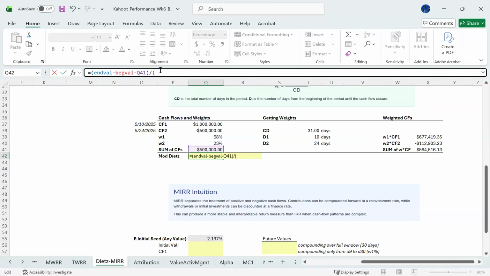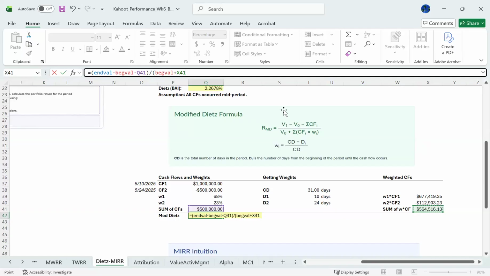And finally, we divide by the initial value, the beginning value, and then plus the sum of the weighted cash flows. You have the formulas nicely displayed here. So instead of adding the net cash flow, now we are giving less weight to cash flows that were in the fund for a reduced portion of that time, and we're giving more weight to those that were in the fund for a wider part of this horizon.